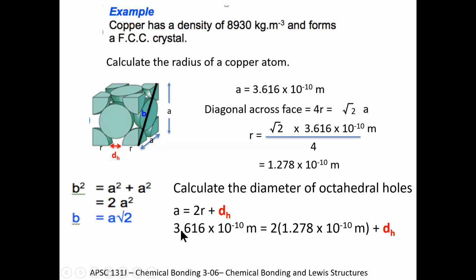So we know what A is. We calculated it, 3.616 times 10 to the minus 10 meters. And we know R. We calculated it as 1.278 times 10 to the minus 10 meters. So we can now calculate the diameter of that octahedral hole. We simply subtract this quantity from this quantity. And there is the diameter of my hole in a crystal of copper, which is face-centered cubic.